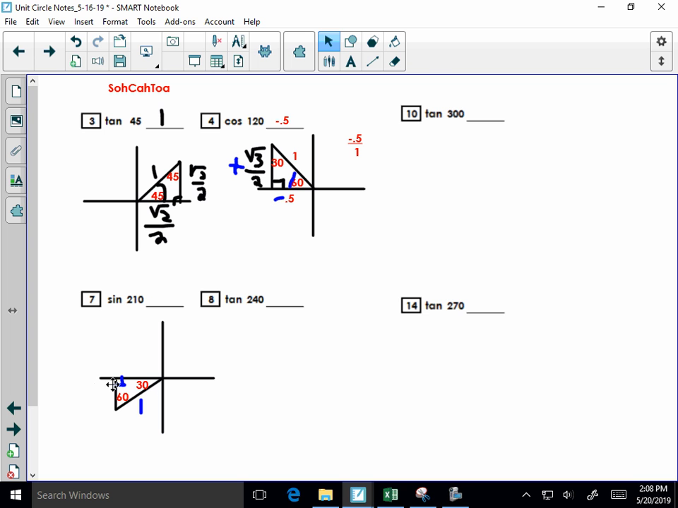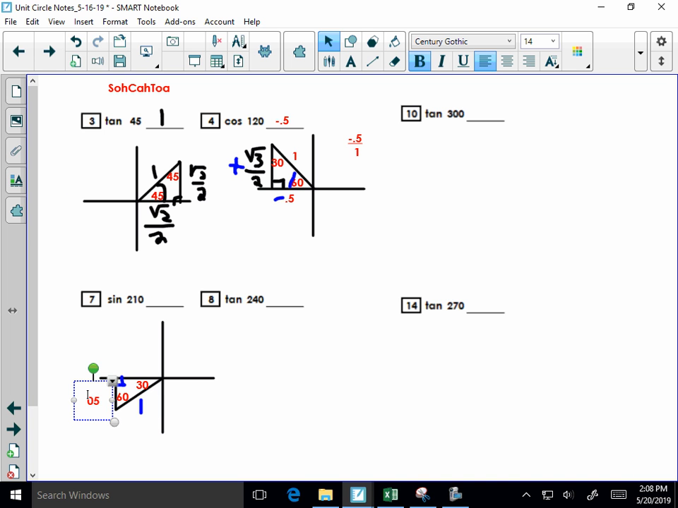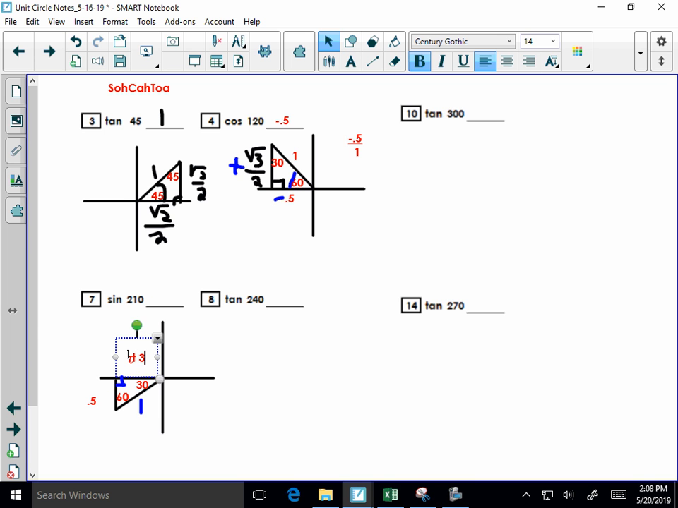So opposite the 30 degree angle is 1/2 or 0.5. Oops, decimal, 0.5. And then we have √3/2 here. And I'm just going to type it in as √3.